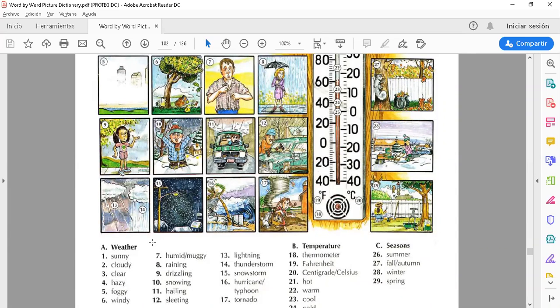Very good. Okay. Then we have lightning. Say it with me. Lightning. Lightning es que está relampagueando. Relámpago. Es lo que nosotros podemos ver. Thunder. Ya son los truenos que tenemos. Thunderstorm.